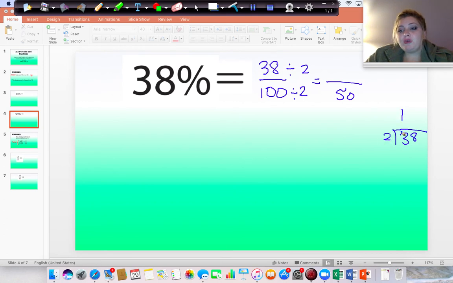2 goes into 3 one time. 1 times 2 is 2. Subtract and we get 1. Bring down our 8. 2 goes into 8 4 times. 4 times 2 is 8. I'm sorry. I don't even know what I was saying just now. I'm clearly losing my mind here.